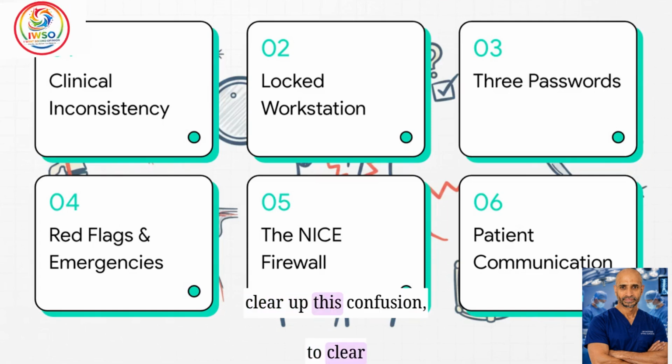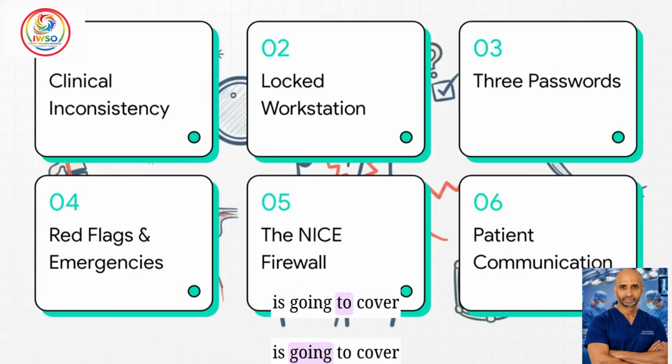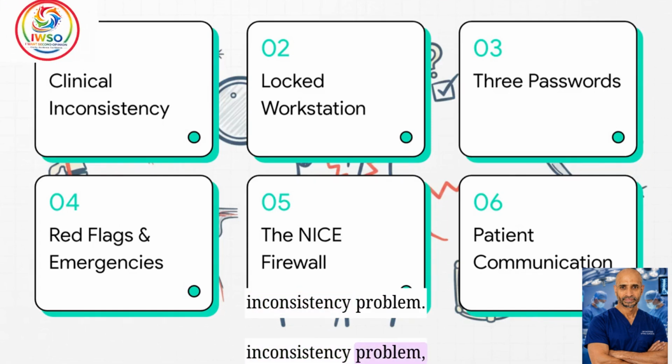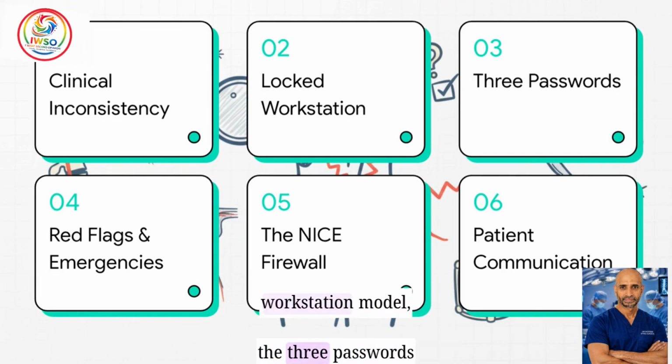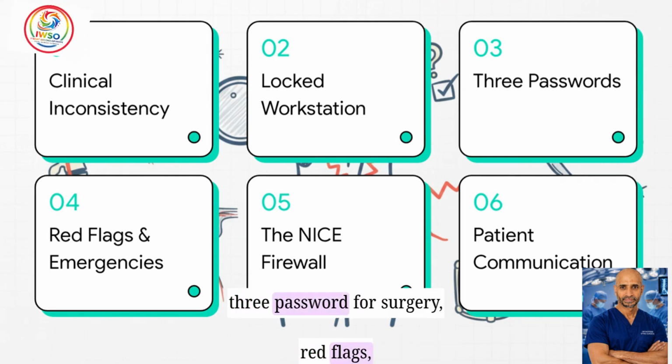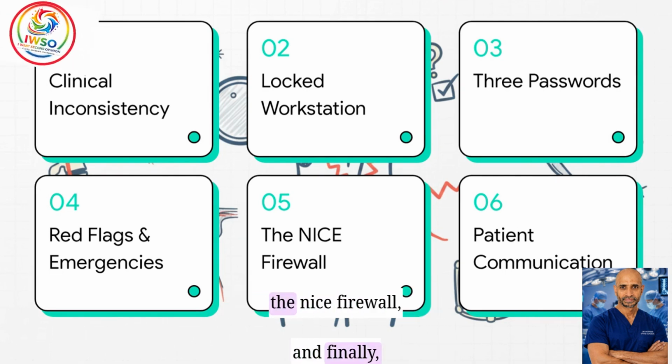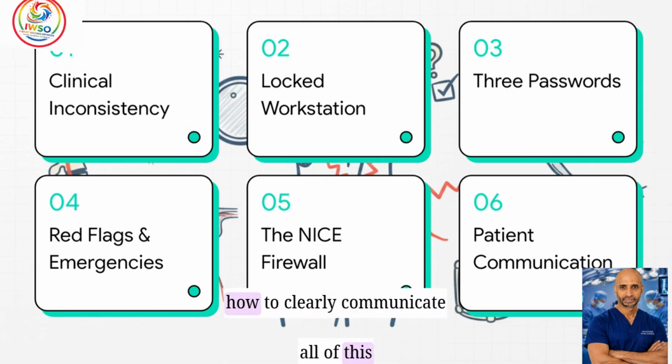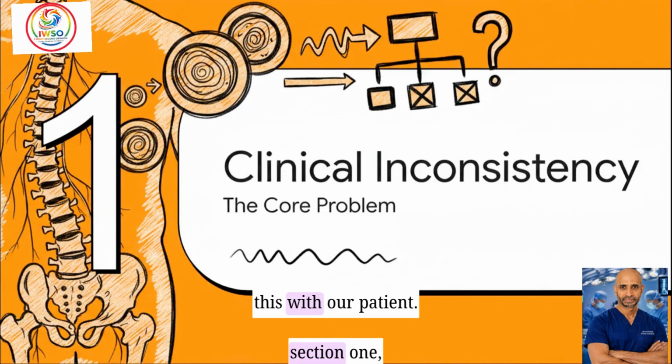So, to clear up this confusion, this explainer is going to cover the clinical inconsistency problem, the locked workstation model, the 3 passwords for surgery, the red flags, the NICE firewall, and finally, how to clearly communicate all this with our patient.